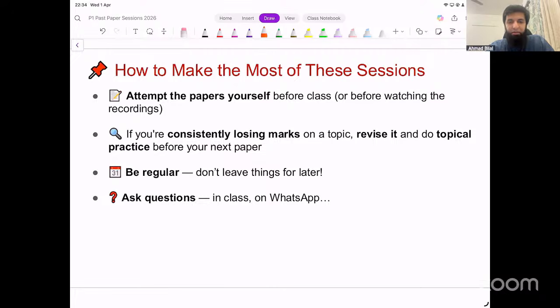I'll be sharing the papers in digital form. If you want to print them, you can get them printed yourself. But I can only share them with you in digital form.